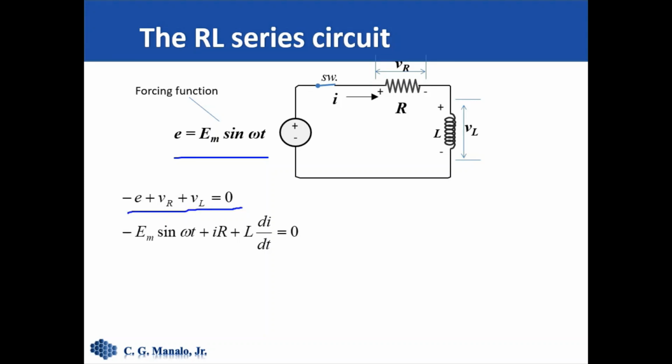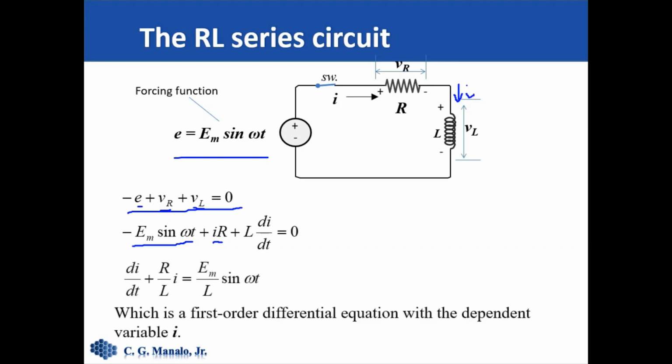and we know that e here, the applied voltage source, we can replace by this one. From Ohm's law, we know v sub R to be iR, and v sub L, we know from Faraday's law, is L times the rate of change of the current that passes through this inductor. So the current here is also i. Rearranging this equation, we get this first order differential equation.